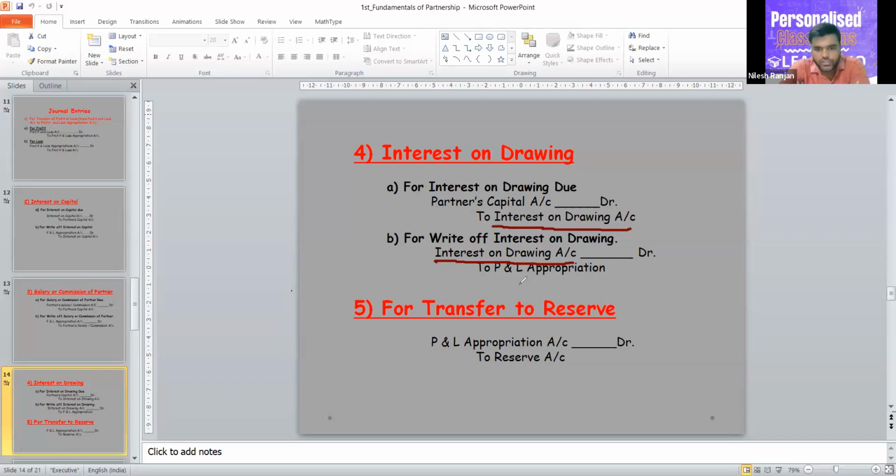The next is transfer to reserve: profit and loss appropriation account debit to reserve. Actually, there is no due entry in this because reserve is not an expense or income. There is no certain time that reserve will be due. Reserve means storing and keeping the money for any future uncertainties. Now, after passing all these entries, we have to calculate the balance of profit and loss appropriation account, which will be transferred to capital.